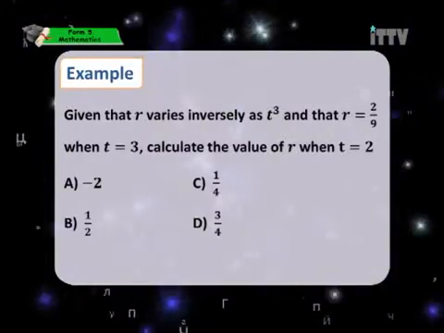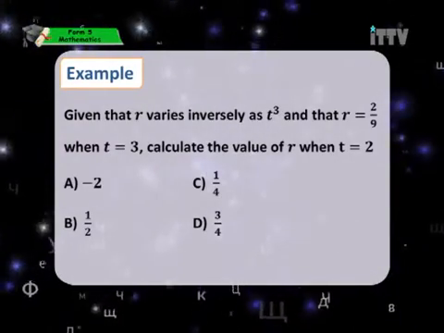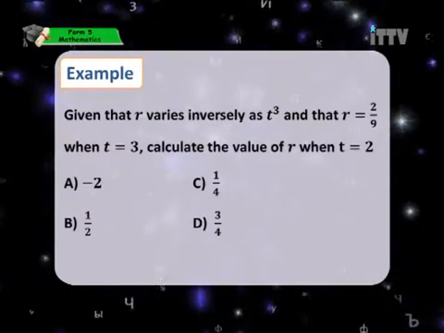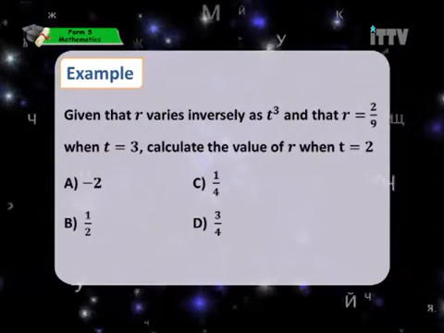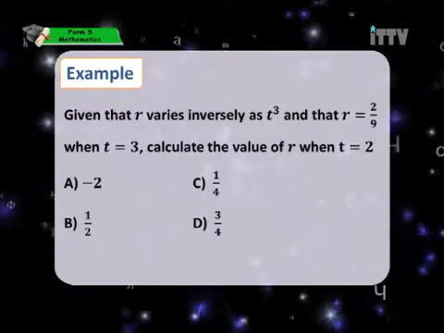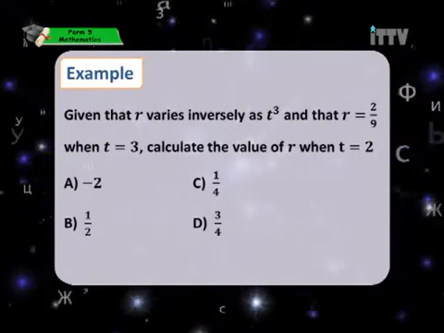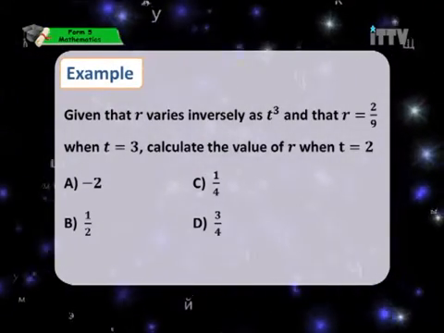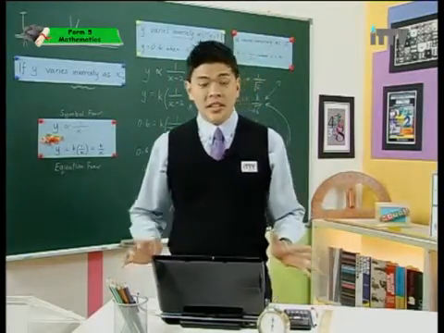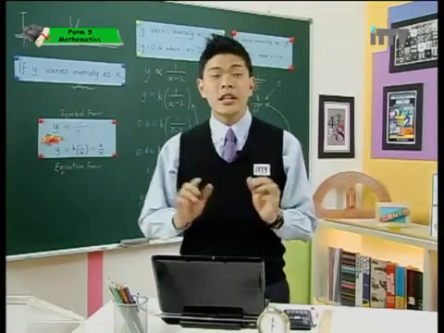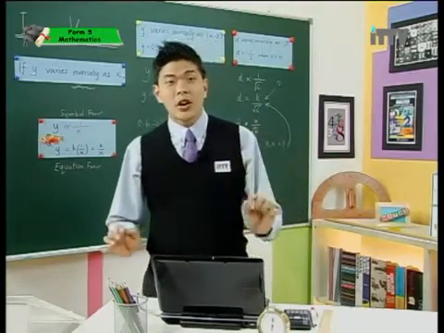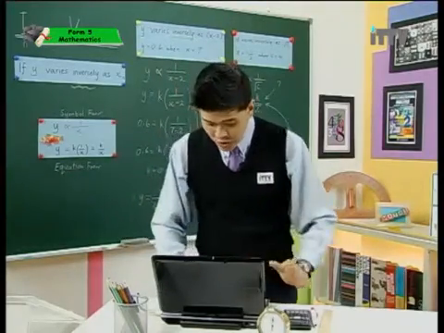Alright, next example. Given that r varies inversely as t cubed and that r equals 2 over 9 when t equals 3, calculate the value of r when t equals 2. Is it A, negative 2, B, half, C, a quarter, or D, 3 quarters? So guys, remember this. What are the two quantities? r and t cubed. So the pattern of variation is inverse. So remember to start off with the same thing. So let's go through this together.